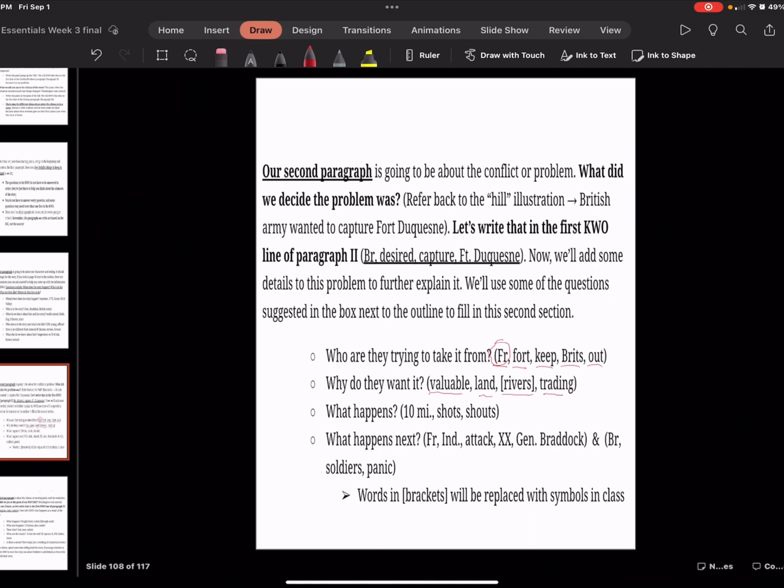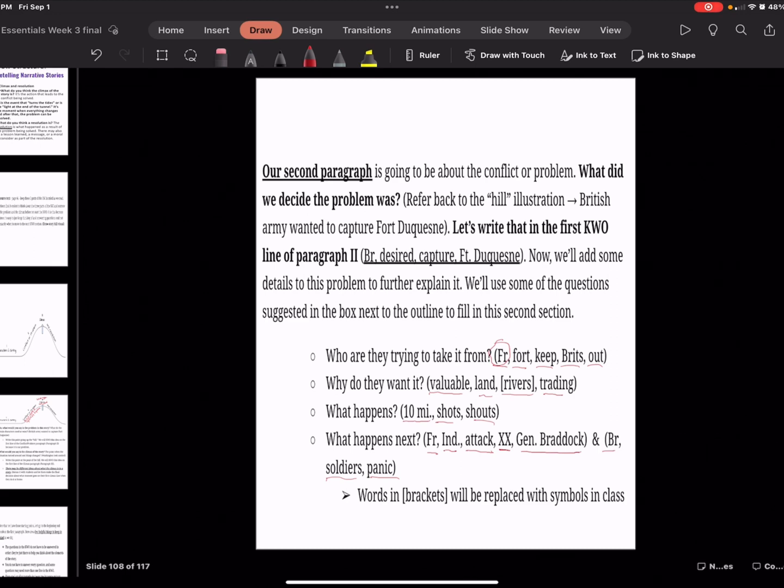What happens? So 10 miles out, shots and shouts. What happens next? French and Indians attacked massively, greatly, and General Braddock. Let's see. Braddock and the soldiers panic. So let's go back and look at what happens next.